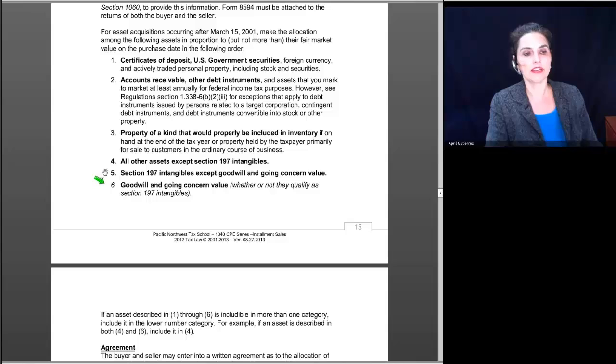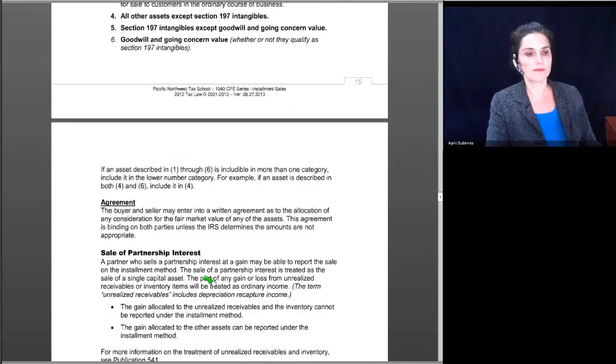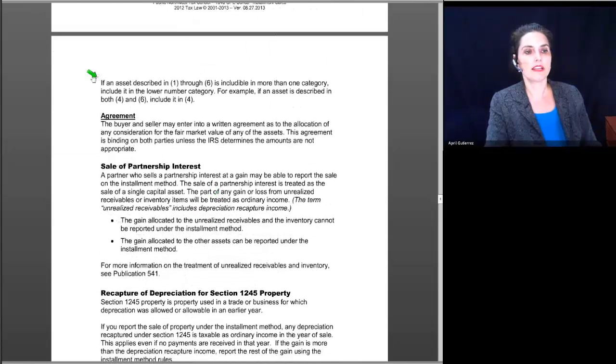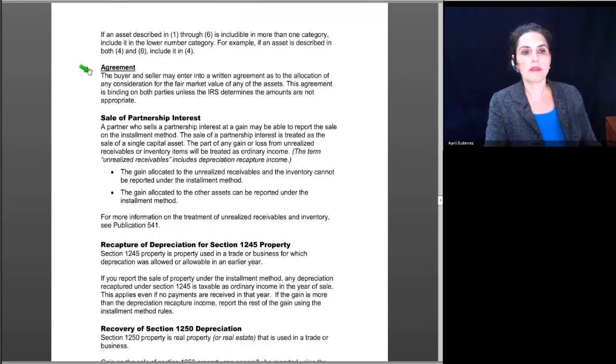And a Section 197 intangible that would not be goodwill or going concern value might be the value of a franchise, for example, or the value of a copyright. Those could be 197 intangibles. Now, if an asset described in lines 1 through 6 is includable in more than one category, include it in the lower number category. For example, if an asset is described in both 4 and 6, include it on line 4. Agreement: the buyer and the seller may enter into a written agreement as to the allocation of any consideration for the fair market value of these assets.